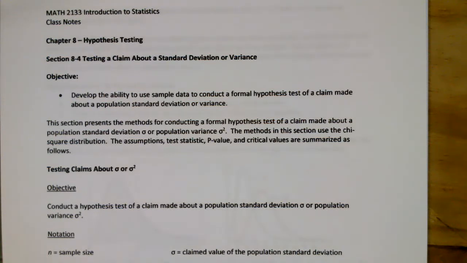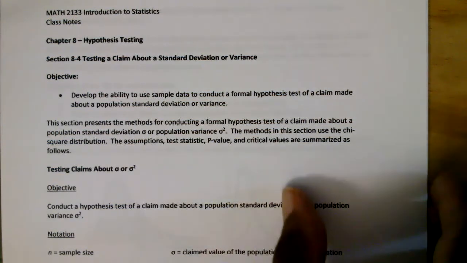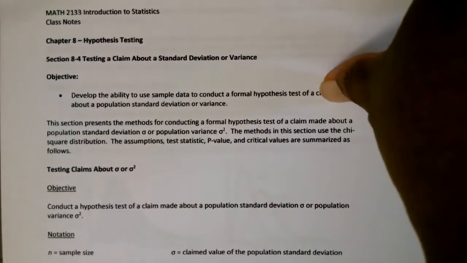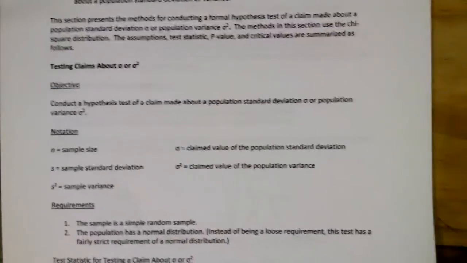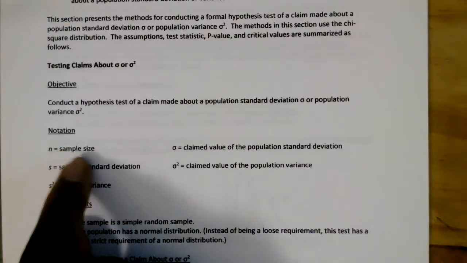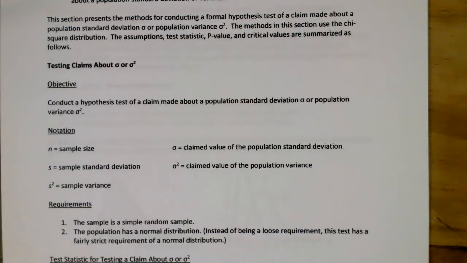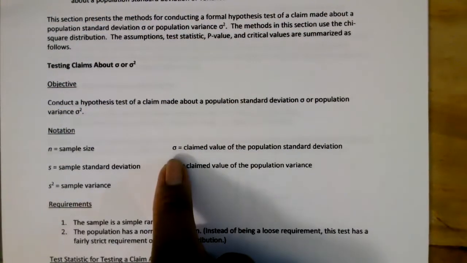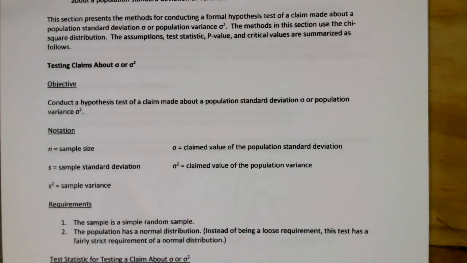Okay, so here we're going to talk about some of the things we need to know about testing a claim about sigma or sigma squared. And we'll start with the notation here. Lowercase n is the sample size, lowercase s is your sample standard deviation, and of course the sample variance is s squared. And then sigma is going to be the claimed value of the population standard deviation, and sigma squared is going to be the claimed value of the population variance.